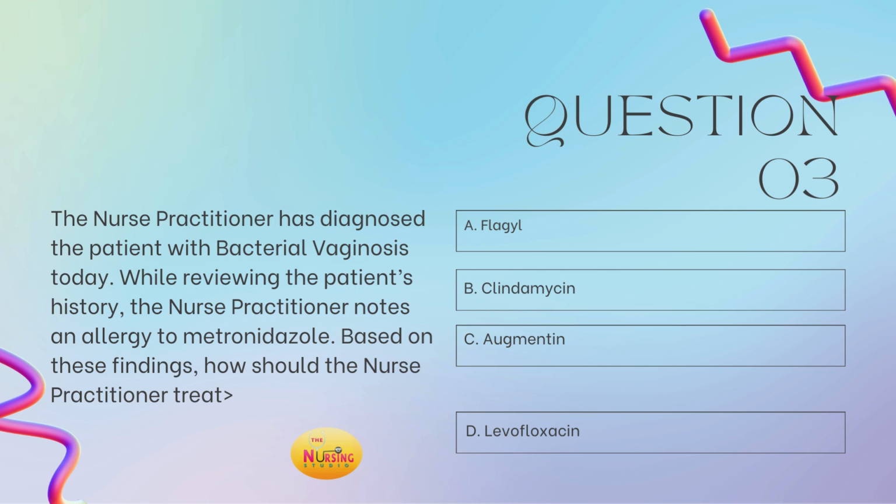All right, you guys. So, stem of the question states, based on these findings, how should the nurse practitioner treat? Again, if we're treating something, what are we going to do? We're going to run it back. We're going to see what the diagnosis is. If we don't know a diagnosis or have a confirmed diagnosis, we're going to figure out what assessment findings we have to come up with a differential, right?